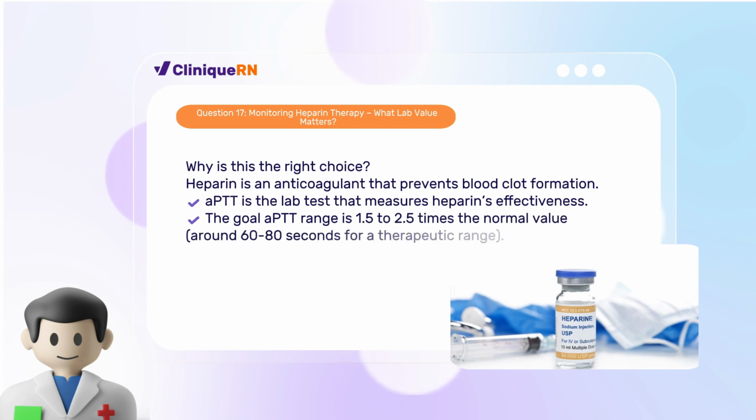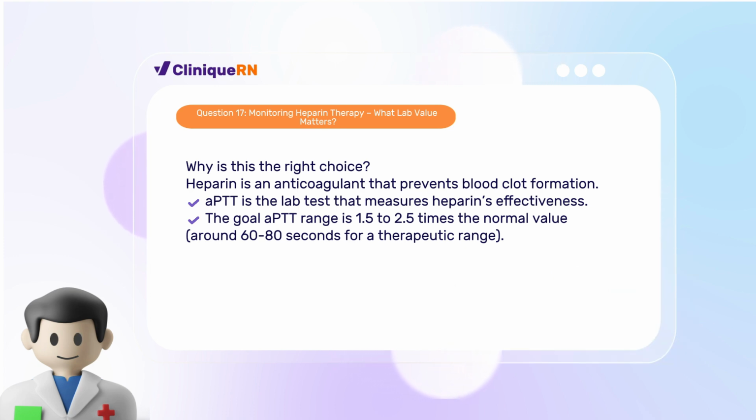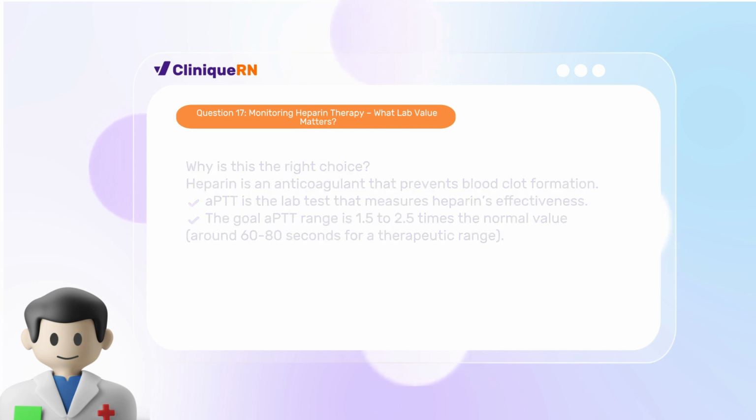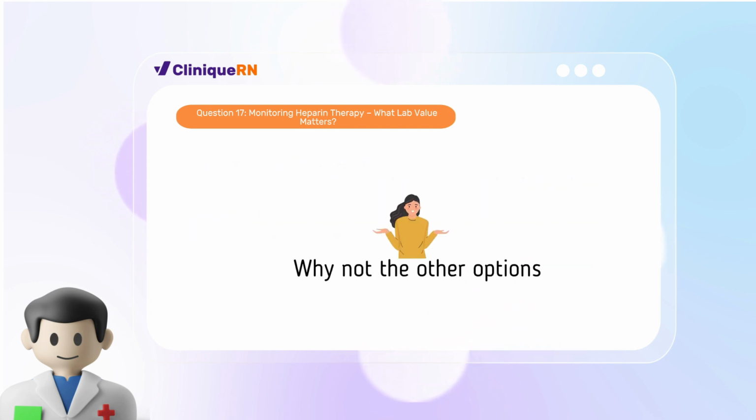Why is this the right choice? Heparin is an anticoagulant that prevents blood clot formation. APTT is the lab test that measures heparin's effectiveness. The goal APTT range is 1.5 to 2.5 times the normal value, around 60 to 80 seconds for a therapeutic range. Why not the other choices?